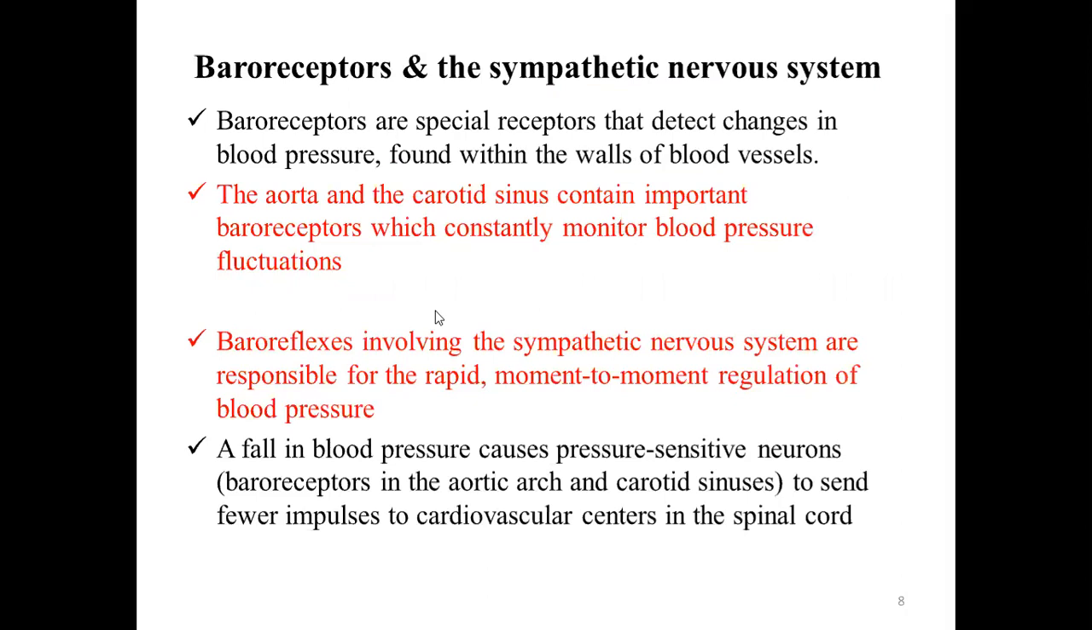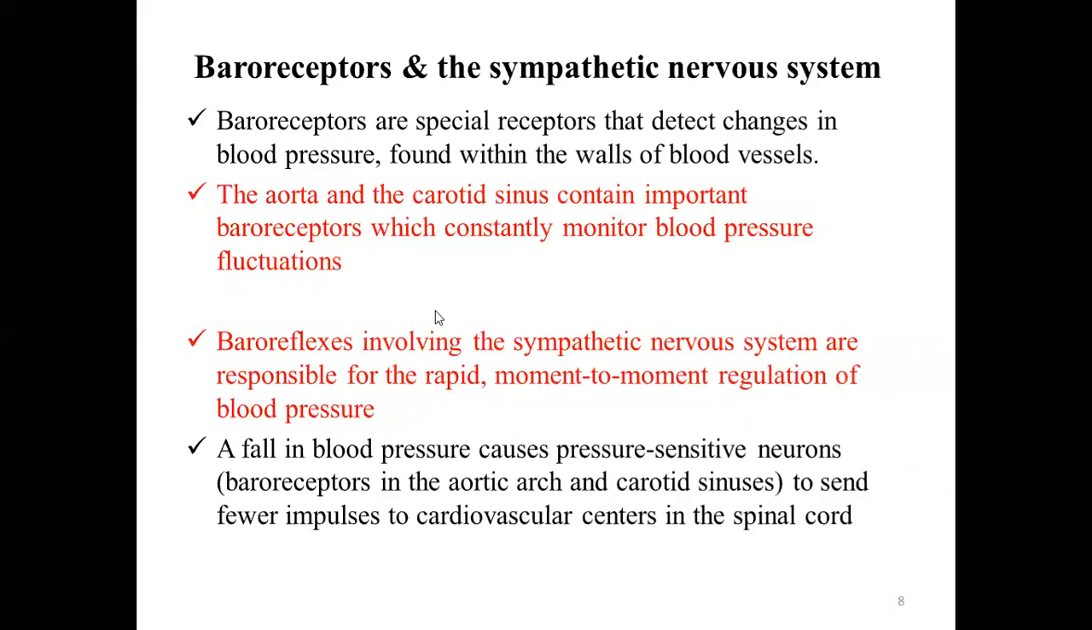So when there is a change in the blood pressure, there is actually a sensor that is known as a baroreceptor that can sense blood pressure. And this is very important. The baroreflex involves the sympathetic nervous system, which is responsible for rapid and moment-to-moment regulation of blood pressure. Most of the time, these receptors are very sensitive when there is a change in the blood pressure.